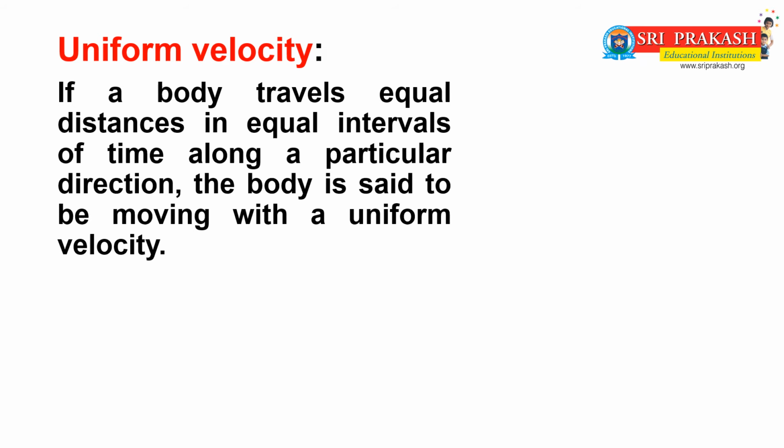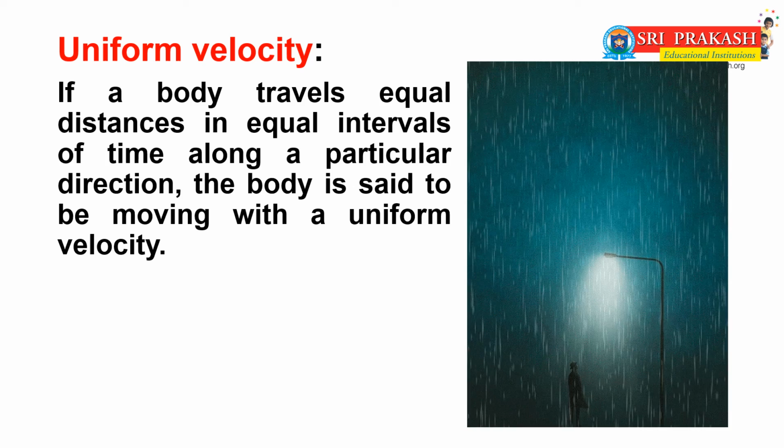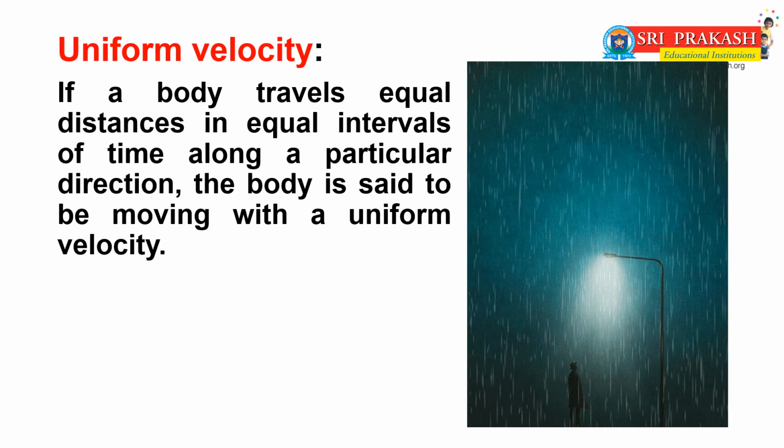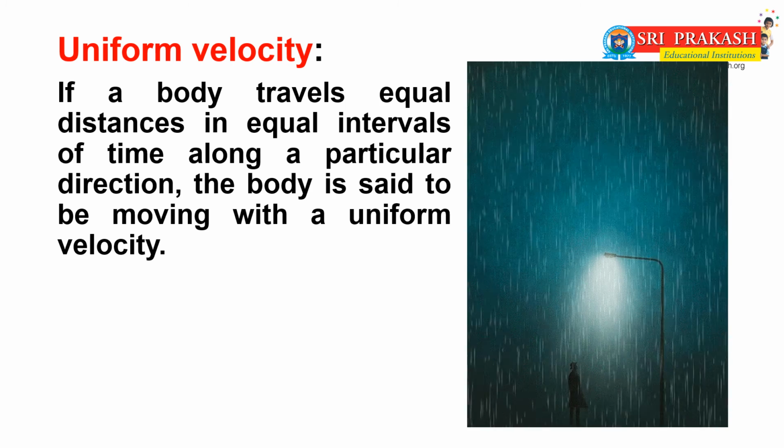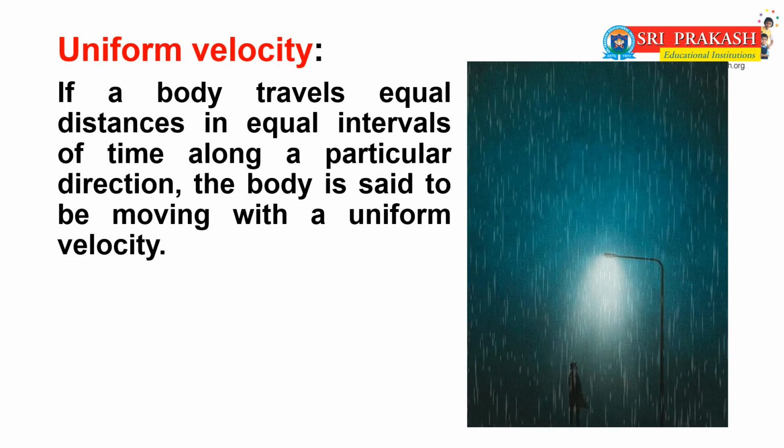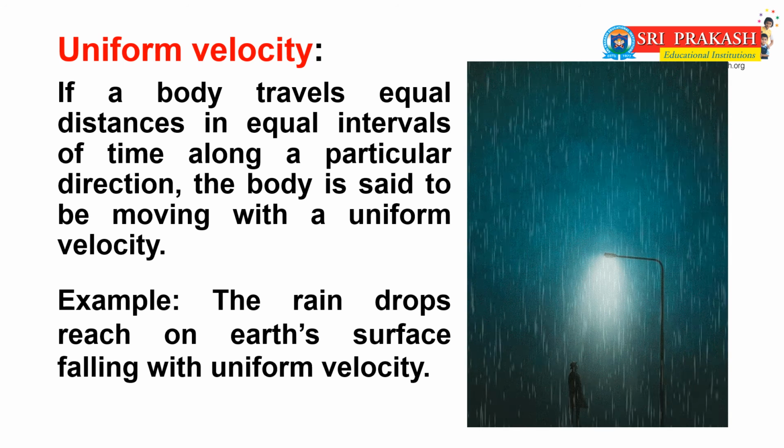Uniform velocity. If a body travels equal distances in equal intervals of time along a particular direction, the body is said to be moving with a uniform velocity. But there are rare chances that the body moves with the same speed in the same direction. So uniform velocity is not possible in a real-time case. But here, if you observe the raindrops falling down in the straight direction in the absence of wind, it can be considered as traveling with uniform velocity.